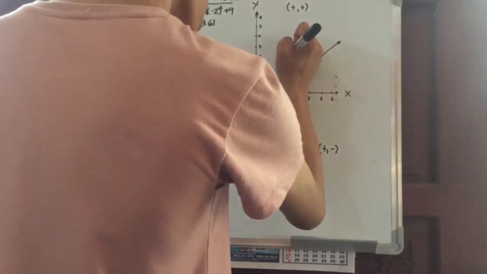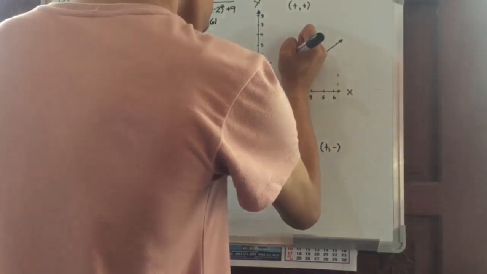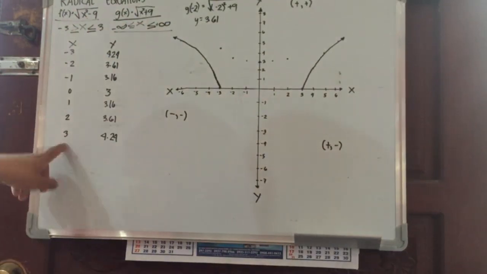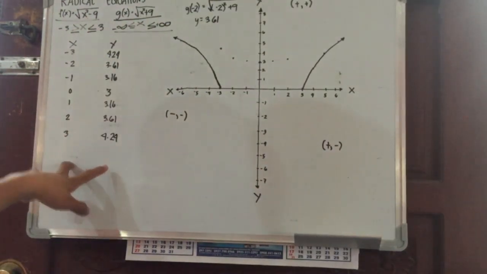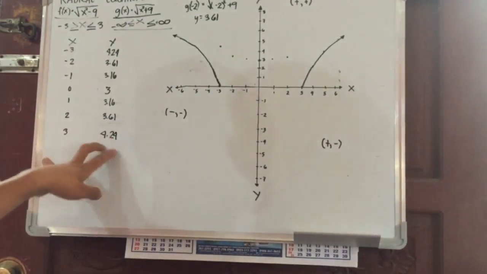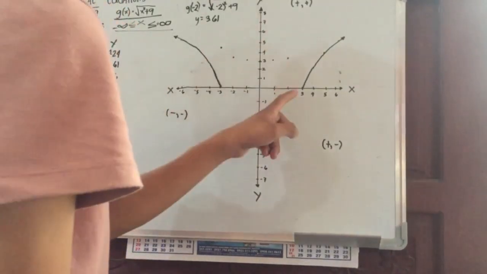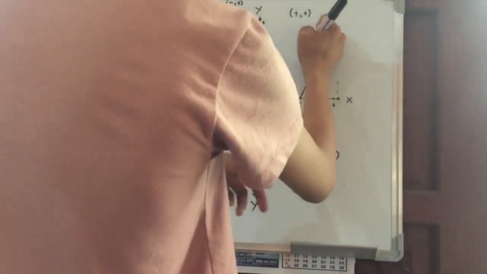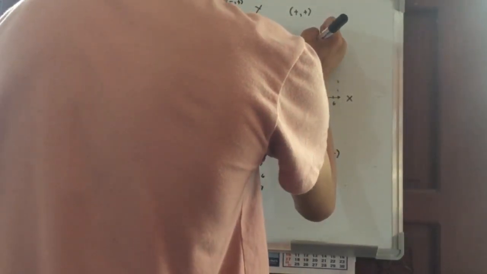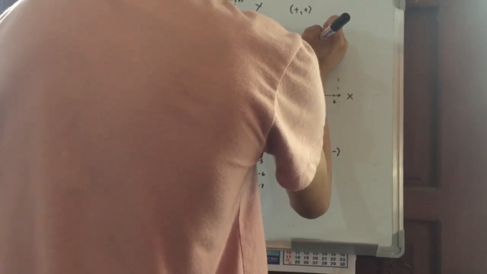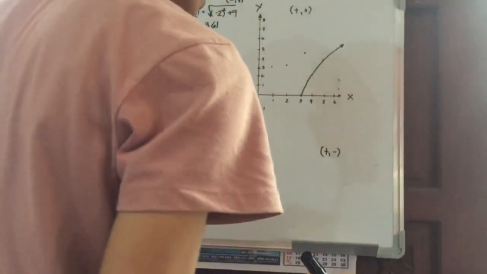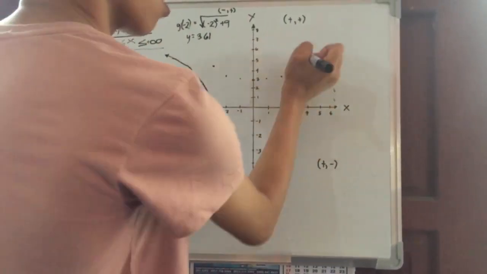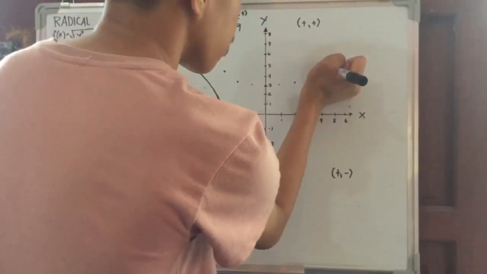Positive 2 and 3.61. Our last ordered pair is positive 3 and positive 4.24, so still in our first quadrant. Positive 3 and 4.24. So the next thing we need to do is to simply connect our ordered pairs.